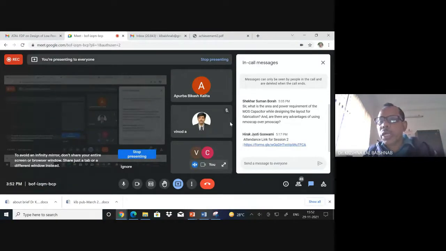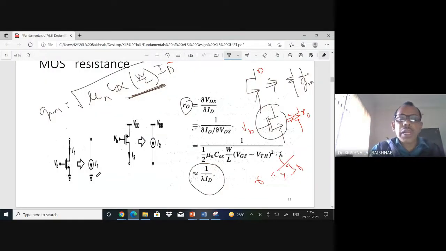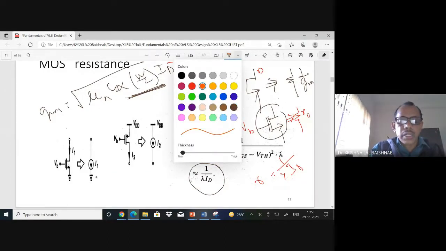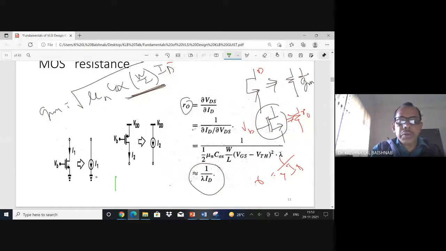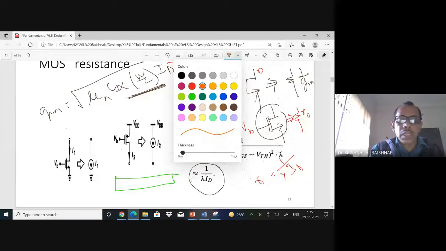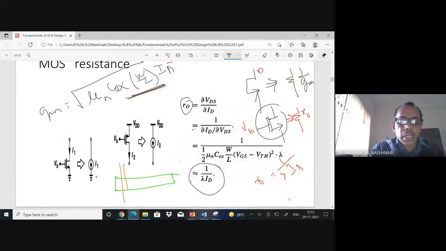In layout design, whenever you have an N diffusion, I'm just showing you, please, if you can have a red pen, maybe I can take a different pen. This is my N diffusion, and if I take poly like that, that makes one transistor with source and drain. But I can have a larger number of polys, so I can have more transistors.